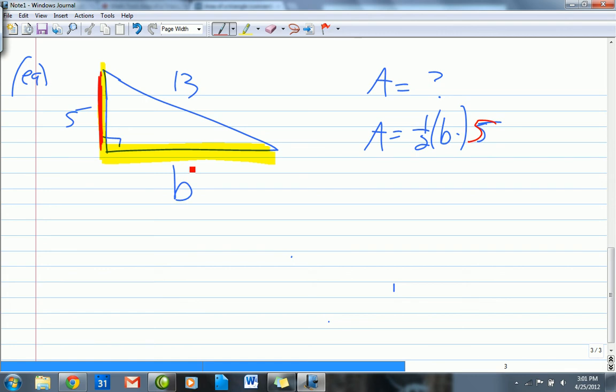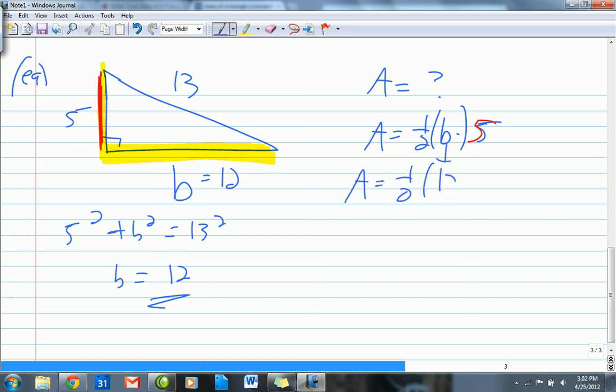So all I need to do is find out what b is. I'm going to do that using the Pythagorean theorem. 5 squared plus b squared is 13 squared. You may remember that's a 5, 12, 13 right triangle. It's pretty special. So therefore, 12 is my base. Perpendicular to that is my height, 5. It's a right triangle, so the altitude is one of the legs. Makes it nice. So the area is 1/2 times my base, 12, times the height, 5.